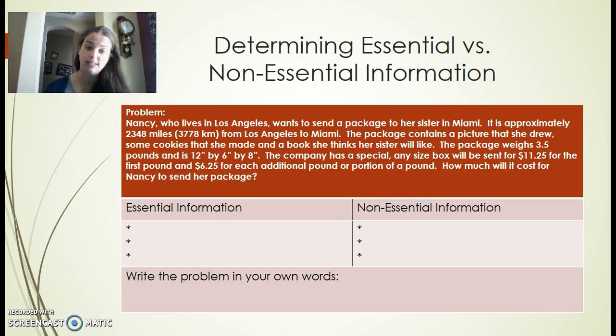So as I read through it the second time, I might see that a lot of this information is really important. It talks about how far away it is. It talks about what's in the package, which might not be as important to how much it's going to cost. It talks about the package weight and its size, and how this company is going to send it, and that they're just looking at weight. So now I know that I'm looking for that essential information about weight.